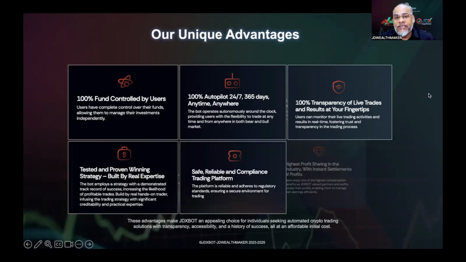Now, another aspect of the unique advantages is that we need to make sure that the platform, or the exchanges that our users are using, is safe, reliable, and compliant. This is very important. So this is where users will be able to register with a compliant platform. I think our platform is a top 5 in the world.